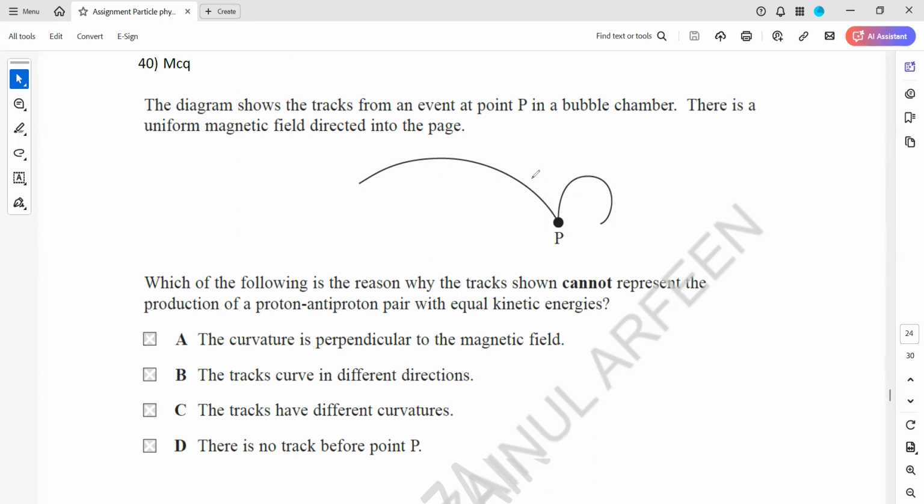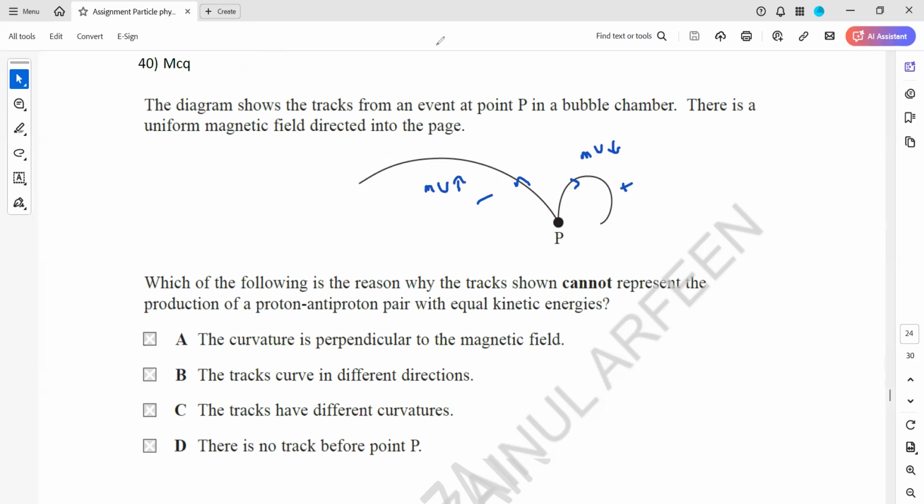You can clearly see the curvature of the track gives us the idea of the momentum. This one has a large curvature, so it has a greater momentum. This one has a smaller curvature, it bends less, which means it has a smaller momentum. And the directions are opposite. So if the directions are opposite, if one is a positive particle, the other will be a negative particle.